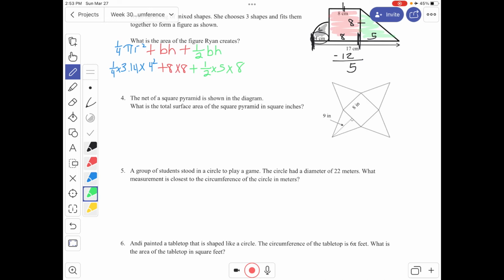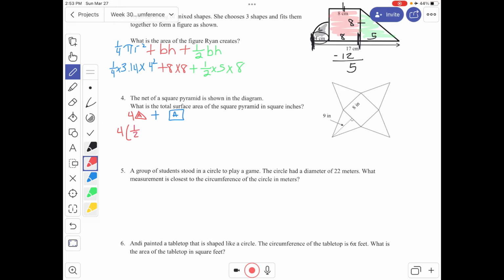Number 4. The net of a square pyramid is shown in the diagram. What is the total surface area of the square pyramid in square inches? So we're just finding the total surface area. I see 4 triangles that are all the same. I will need to find the area of that. And then I see 1 square, which I'm going to need to find the area of.